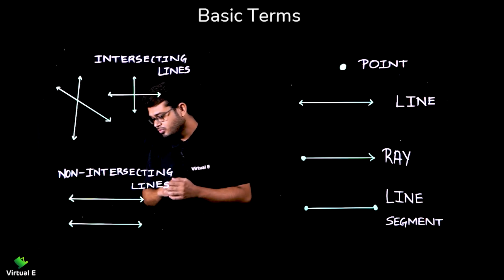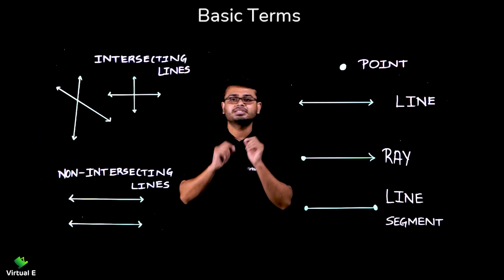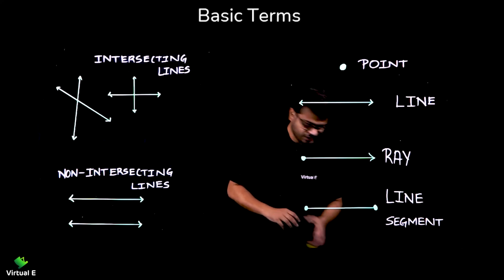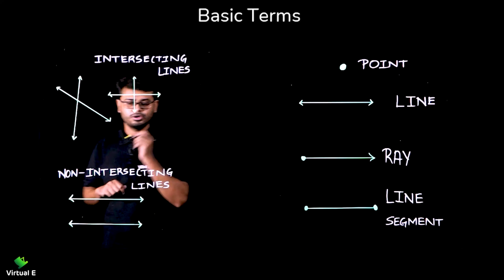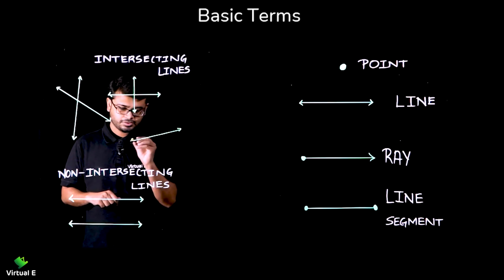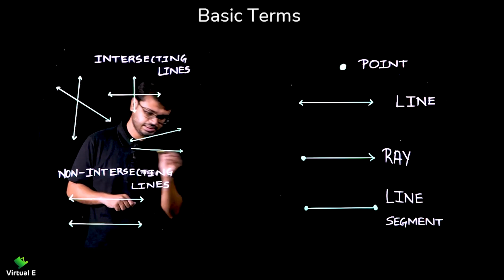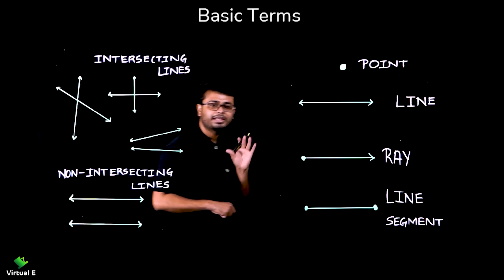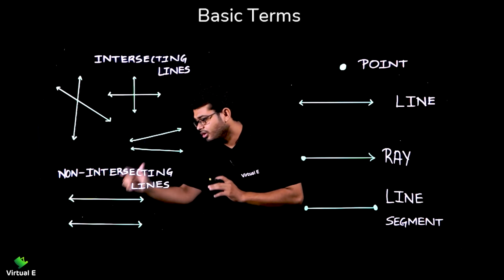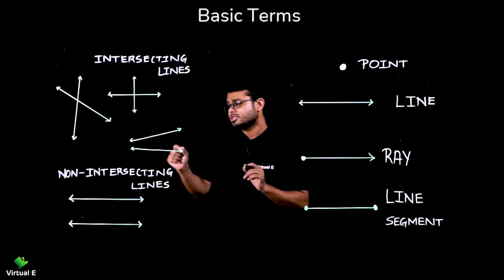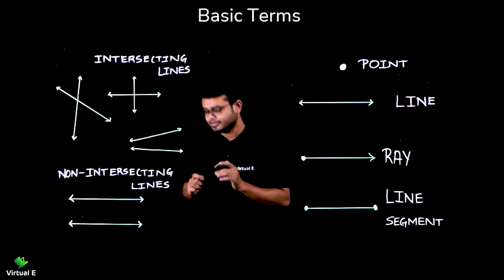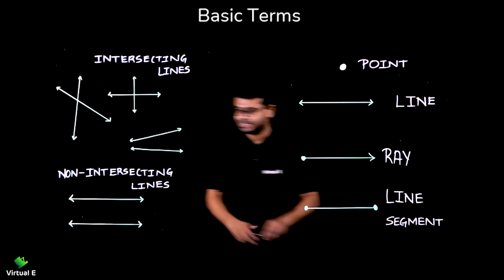Non-intersecting lines mean what? They are not going to intersect with each other. They will remain independent. Let's take one example and try to decide whether it is intersecting or non-intersecting. Just giving you an idea. So this is a line and this one as well. What can we say, will these lines be intersecting or non-intersecting? Remember, don't just go by the look, right? How does it look, that it is non-intersecting? No, not like that. You are supposed to extend it.